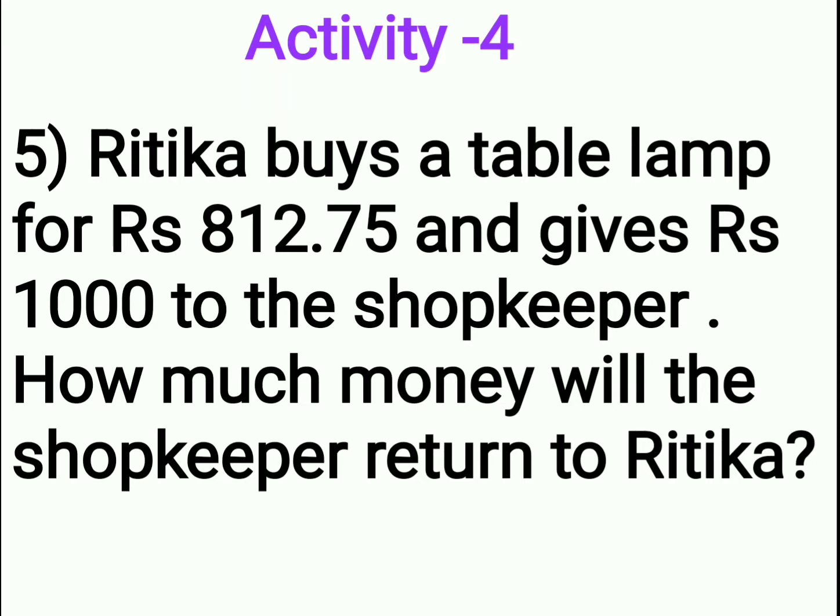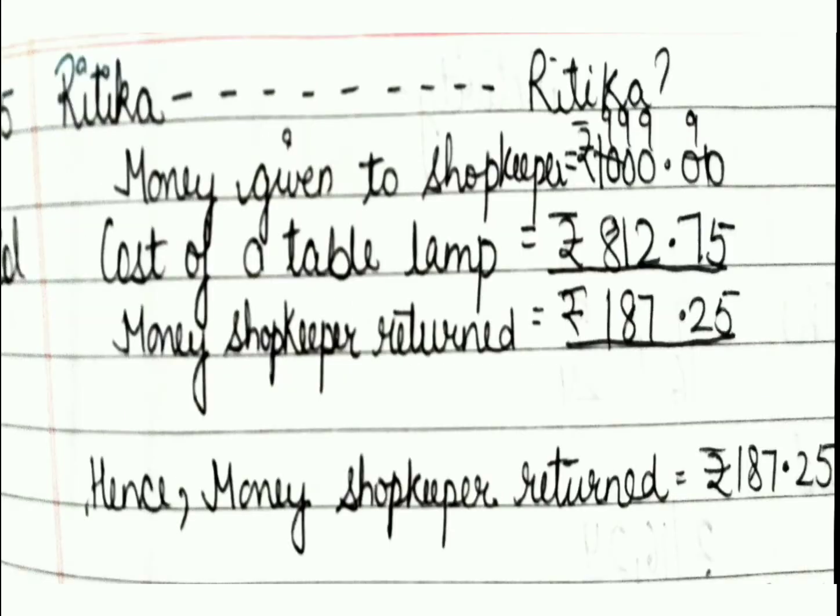Ritika buys a table lamp for rupees 812.75 and gives rupees 1000 to the shopkeeper. Clear? How much money will the shopkeeper return? Here again the word return is there. So what will you do? You will do minus. So always the biggest number comes first. So firstly you write money given to the shopkeeper. Then the word buy. Buy means cost of a table lamp. You will write. So see how we do.